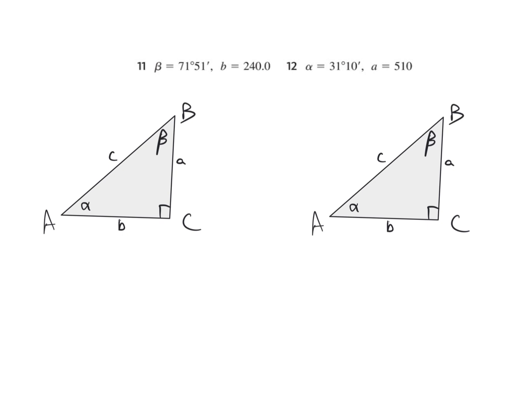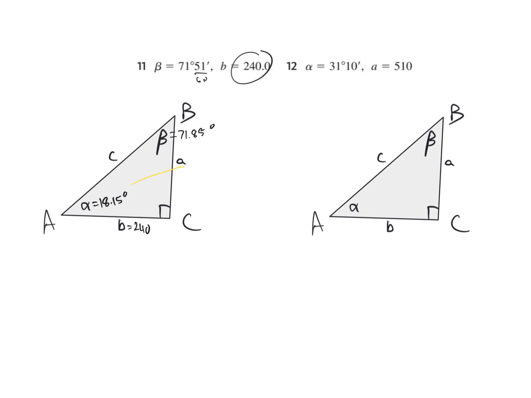All right, so number 11, convert the 51 by dividing by 60. So 51 divided by 60 is 0.85. So this is 71.85 degrees. Subtract that from 90. So 90 minus 71.85 is 18.15 degrees. Okay, so we know B is 240. So now let's get A.